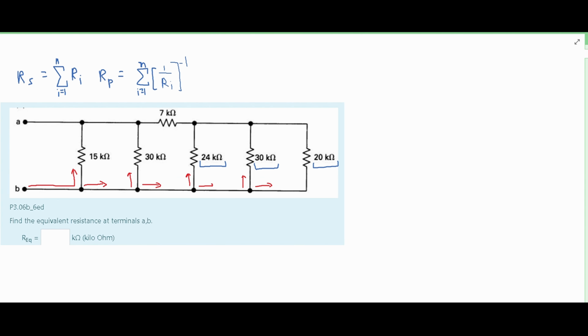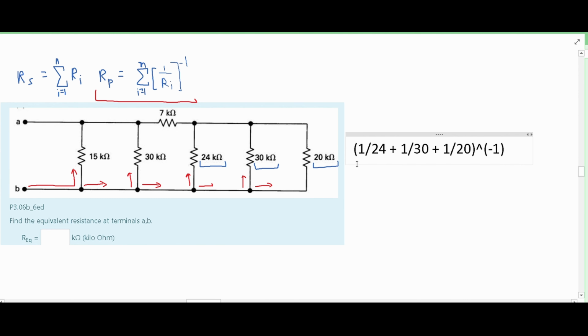The formula for a resistor in parallel is right here. This can be found in the notes, also linked below. And if we write this like this, where we have our 1 over 24, 1 over 30, and 1 over 20, raised to the negative first power, we get the answer of 8. So for all of these three resistors in parallel, we are getting 8 kilo ohms.